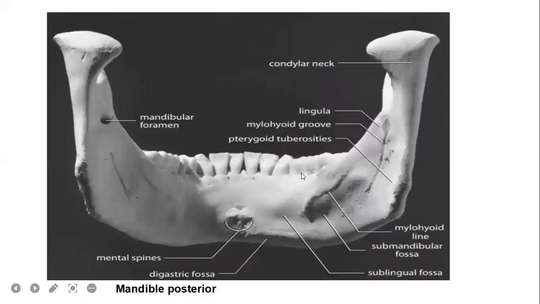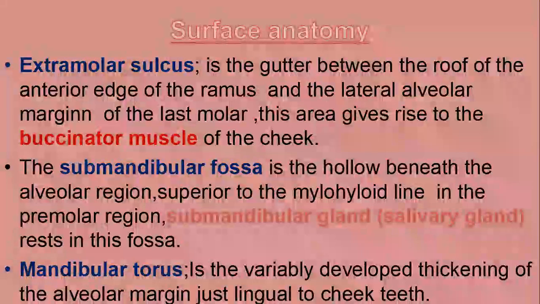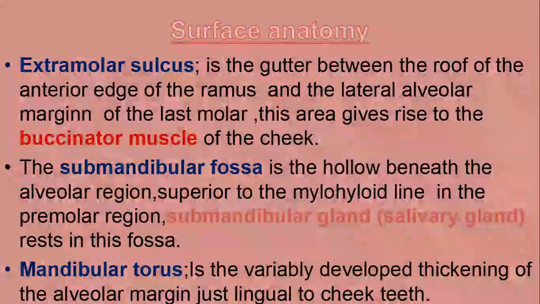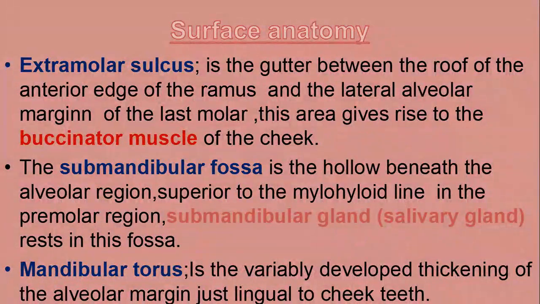From posterior, we can find other structures, including the digastric fossa, located at this level, mental spines, sublingual fossa, mandibular foramen, mylohyoid line, pterygoid tuberosities, mylohyoid groove, lingula, and finally the condylar neck. The extramolar sulcus is the gutter between the root of the anterior edge of the ramus and the lateral alveolar margin of the last molar. This area gives rise to the buccinator muscle of the cheek. The submandibular fossa is the hollow beneath the alveolar region, superior to the mylohyoid line in the premolar region. The submandibular gland, which is a salivary gland, rests in this fossa. Mandibular torus is the variably developed thickening of the alveolar margin just lingual to the cheek teeth.